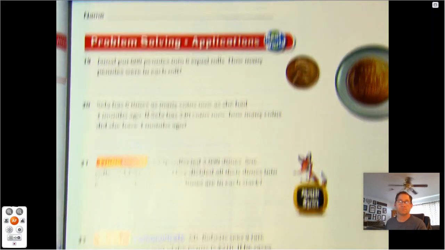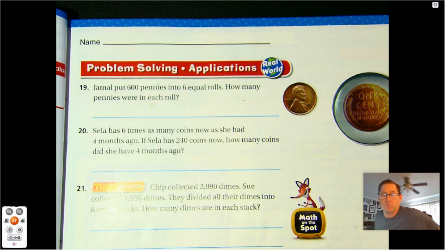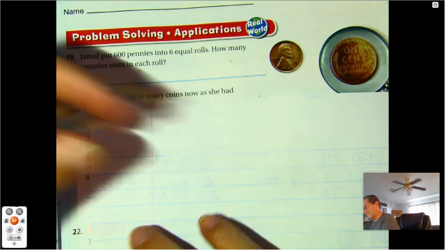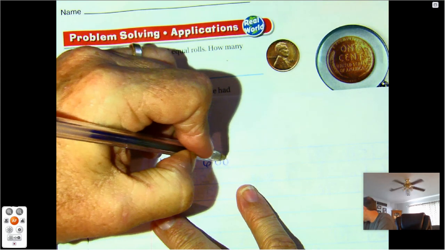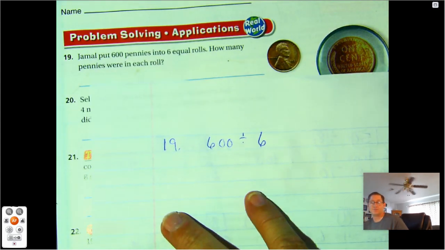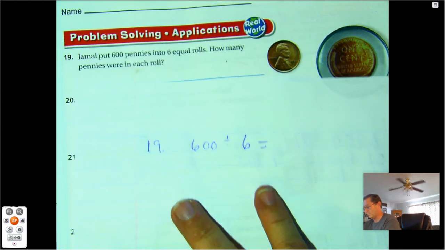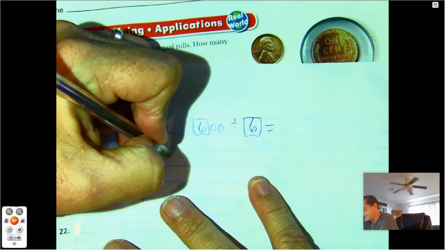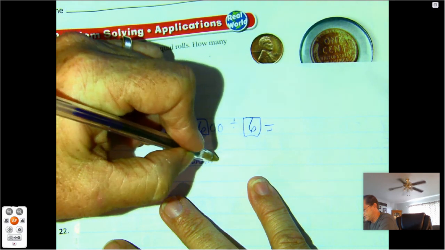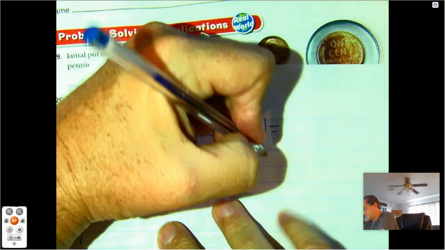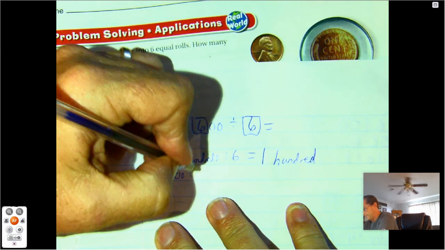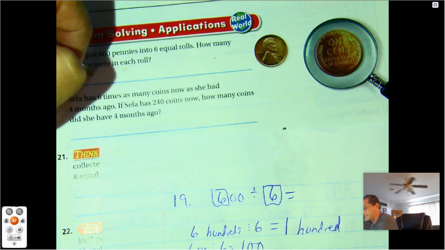19. Jamal put 600 pennies into 6 rows. How many pennies were in each row? Well, let's not make this hard. So 600 pennies going to be put equally into 6 rows. So what does that equal? Well, our basic math fact is 6 divided by 6. So we're going to have 6 hundreds divided by 6. 6 divided by 6 is 1. So we have 100. So 600 divided by 6 equals 100. So there's 100 pennies in each row.